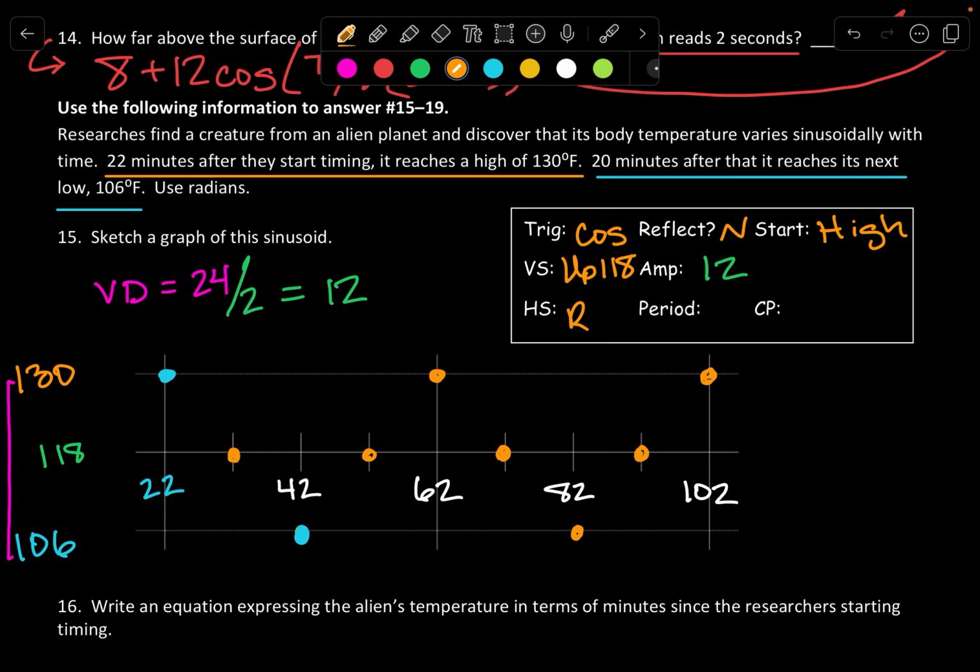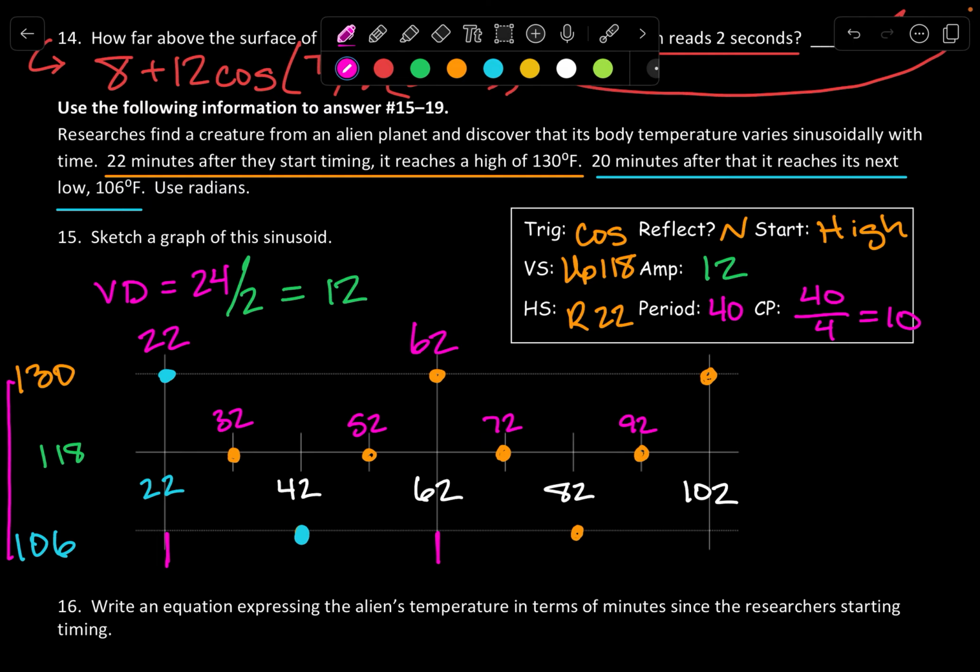Horizontal shift is right 22, because I'm not starting at 0, I'm starting at 22. Period is how much you cover in one cycle. My final number is 62. My first number is 22. 62 minus 22 is 40. My critical points will be 40, the period, divided by 4, which is 10. That means every little dot here just goes up 10. And if you look, that actually works out perfectly.